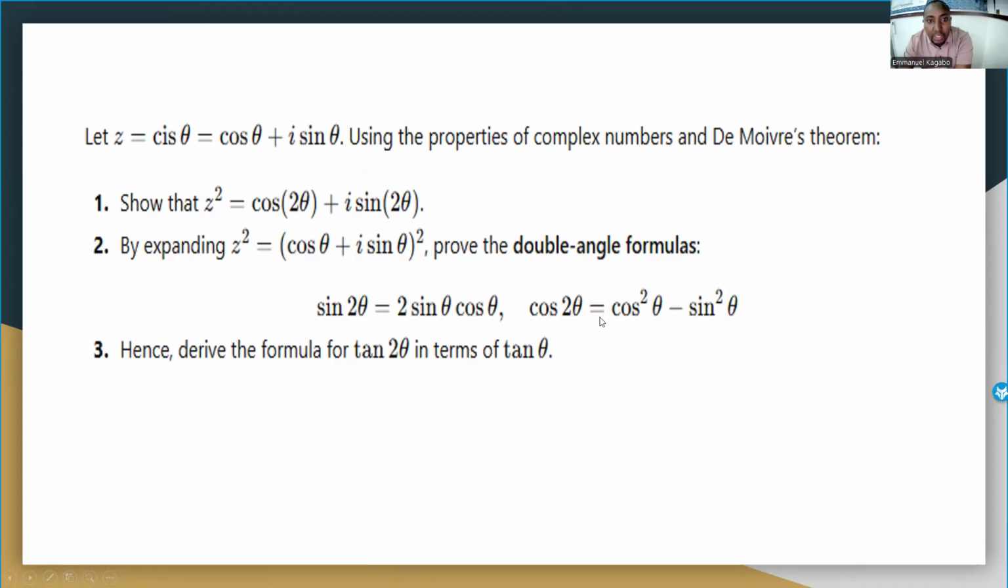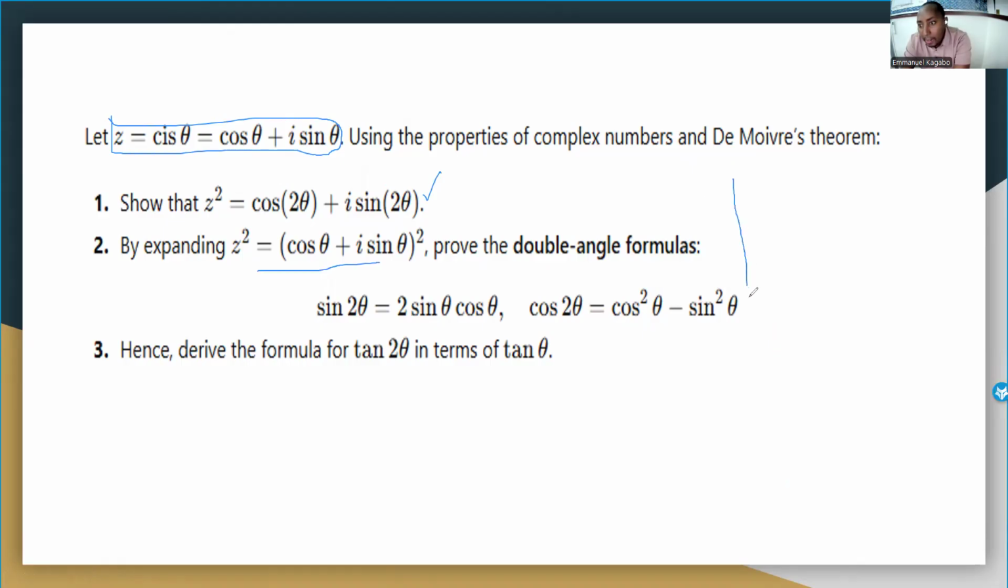So for instance, this is the question. Let me start with this. You are given Z equals to this, and then they are saying you show that this one is equal to this, definitely by using the Moivre theorem. So I would like to try to do this and see if you fully understand what I'm talking about.